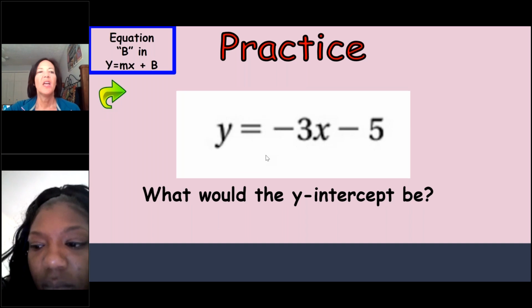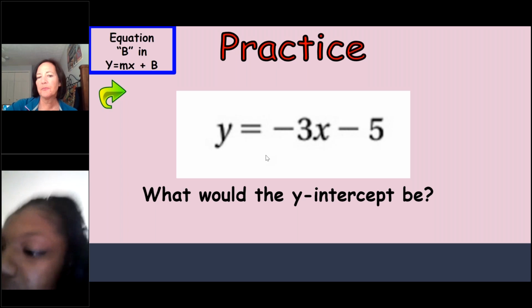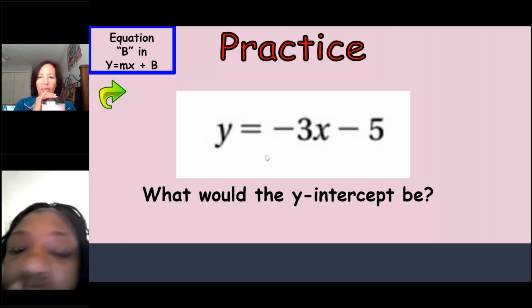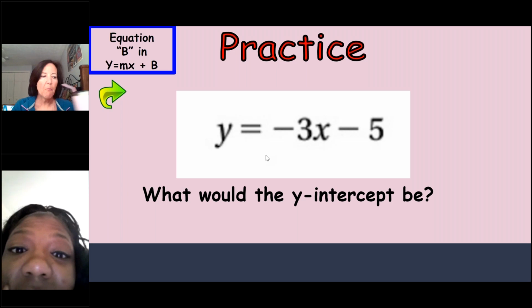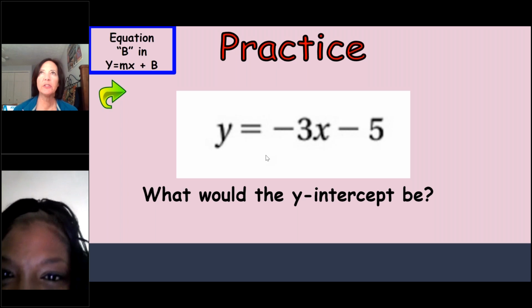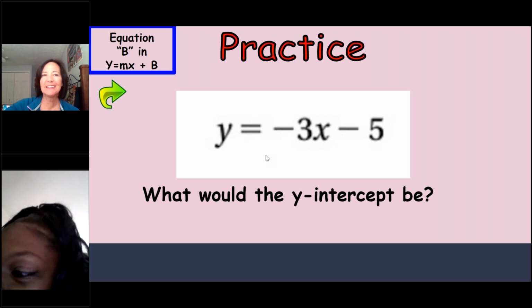Nice job. Okay, so how about this one? What would the y-intercept be this time? Is it 5 or negative 5? It's one of those two. You pick which one you think it is, and then give me your final answer. Negative 5. Negative 5 is correct.